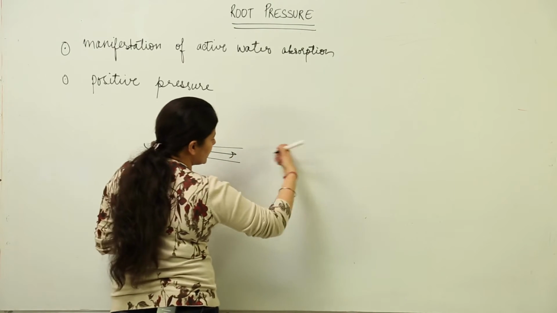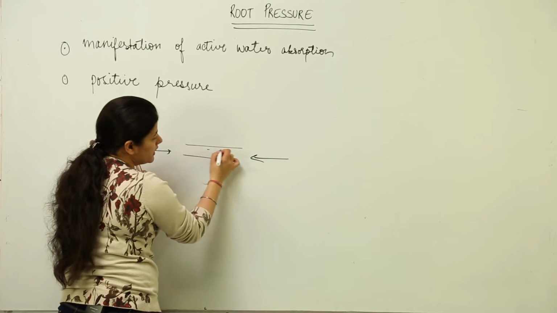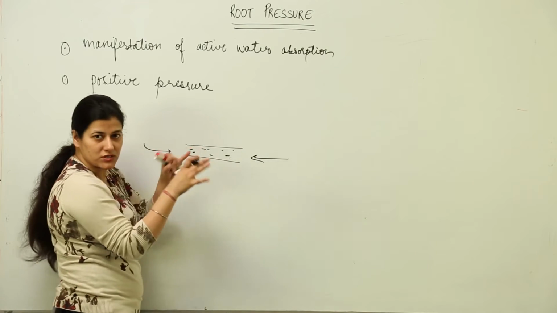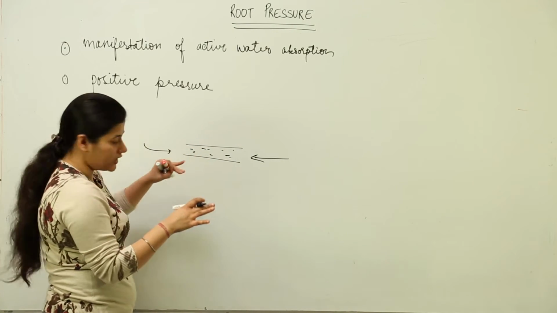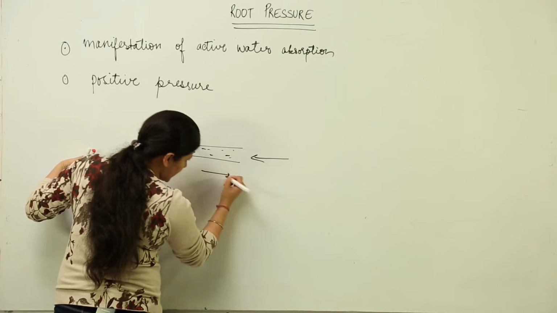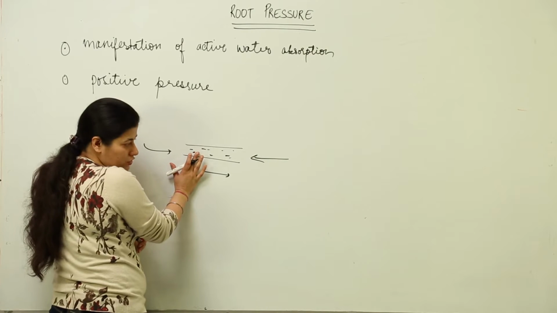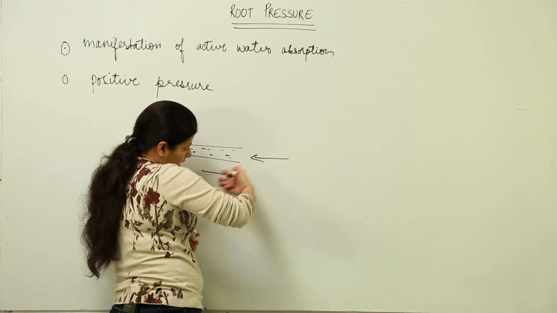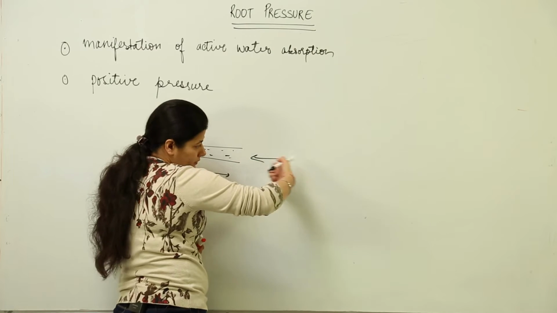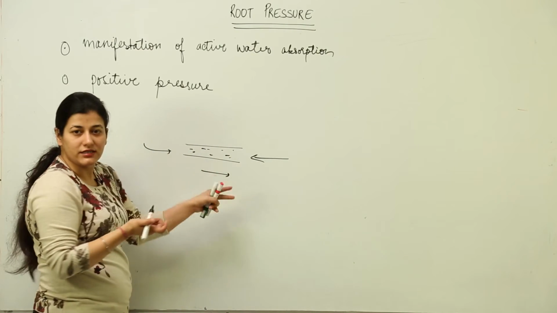Suppose there is a pull being generated from this direction and the fluid is moving, then it is negative pressure. This is what positive and negative mean. I'm repeating it again. In positive pressure, if the water is moving in this direction and the force is being applied in the same direction, then it is positive pressure. But if the force is being applied in the opposite direction and pulling something, as you pull a door, that is negative pressure.